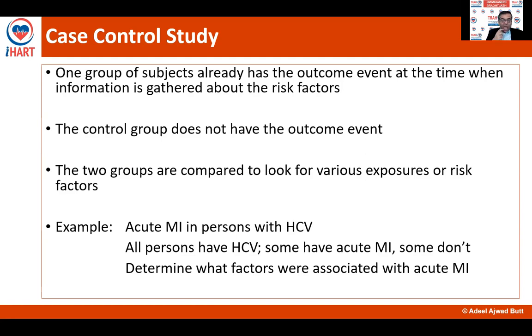You compare the groups to see what were the exposures or risk factors that were associated with this outcome. For example, you could study acute myocardial infarction in persons with hepatitis C virus infection. If you design a case control study, all persons will have hep C. Some will have acute myocardial infarction and some will not. You determine what factors were associated with acute myocardial infarction. So this becomes a case control study in which the cases were those with acute MI and controls were those who did not have MI.